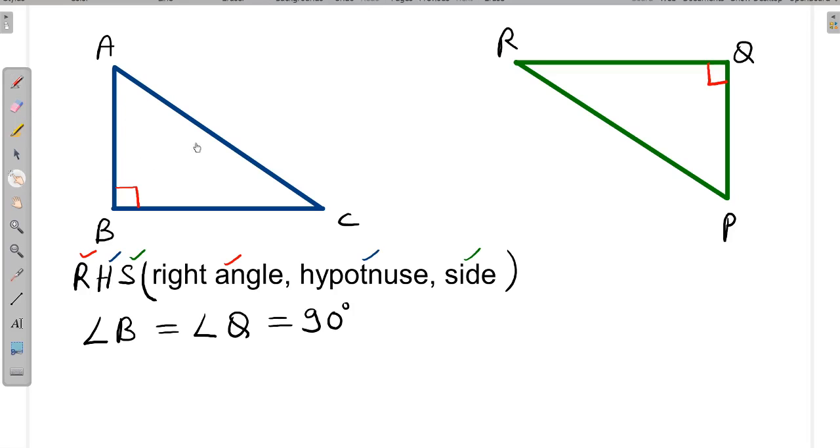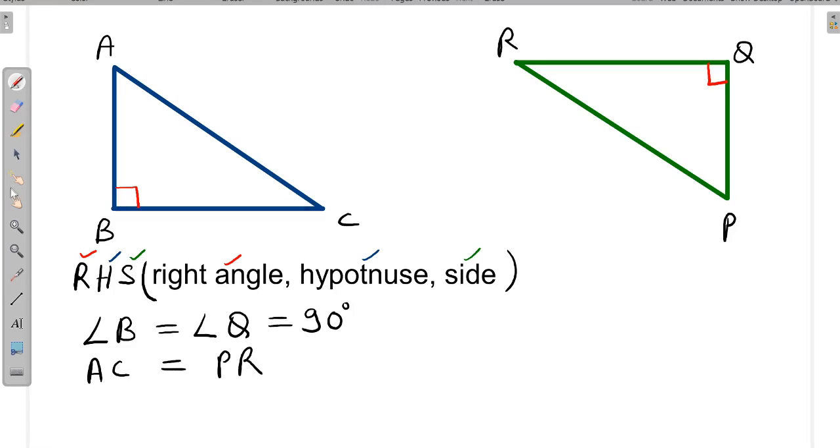So suppose that this AC, the side opposite the 90 degrees, that is the hypotenuse. So this AC is the hypotenuse, and in PQR, PR is the hypotenuse. So suppose that these are equal. So AC is equal to PR. So here hypotenuse also equal.